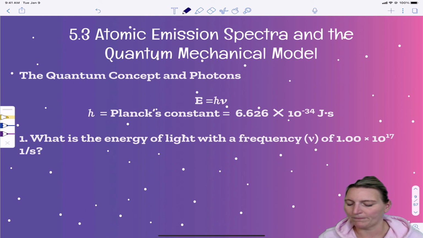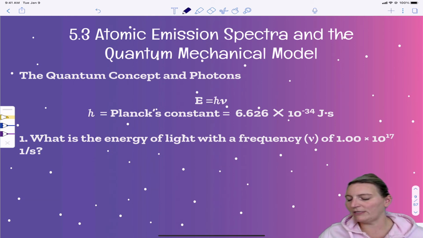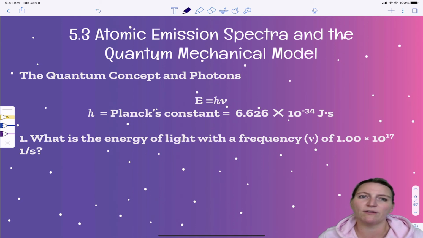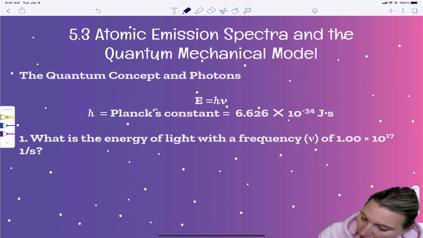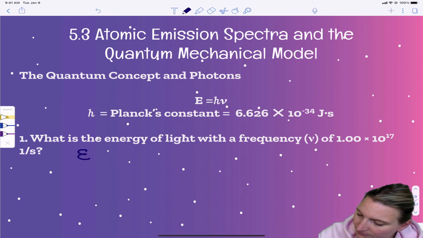Question number 1 says, what is the energy of light with a frequency of 1.00 times 10 to the positive 17, 1 over seconds or hertz? So we always rewrite the formula.